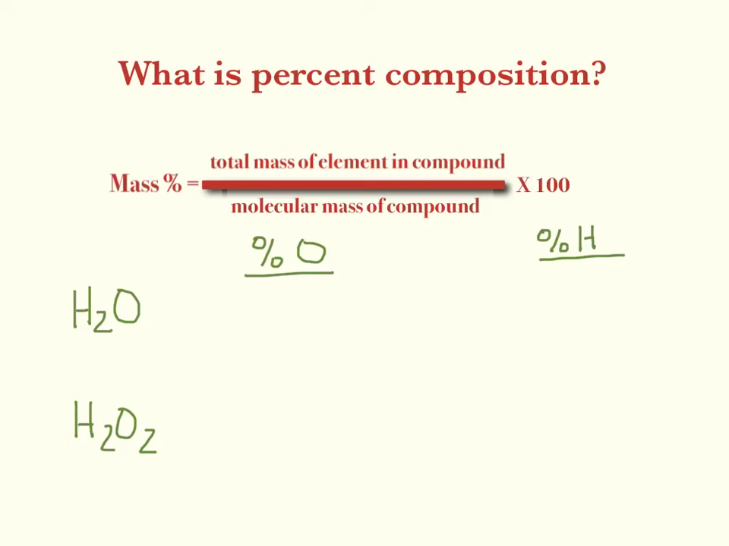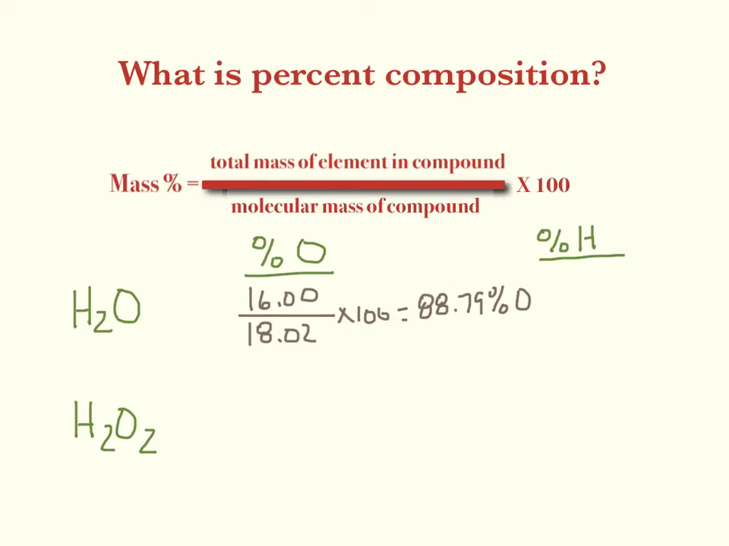So if we wanted to find the percent oxygen in each one of these, we would have to have the total mass of the element in the compound. Since there's only one oxygen in each one of these formulas, we're going to write the mass from the periodic table of that oxygen, which is 16.00, and divide that by the total mass of this compound. And in this compound, it is 18.02. Then times 100, and that is going to give us 88.79% oxygen.